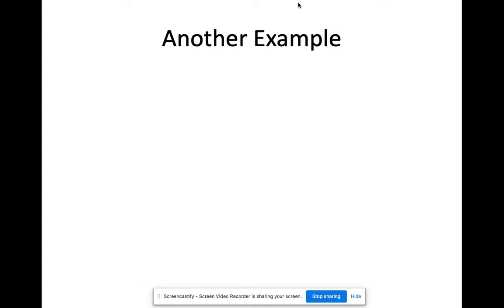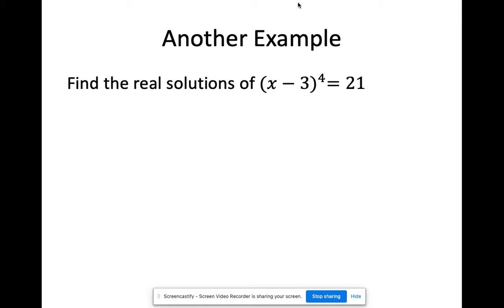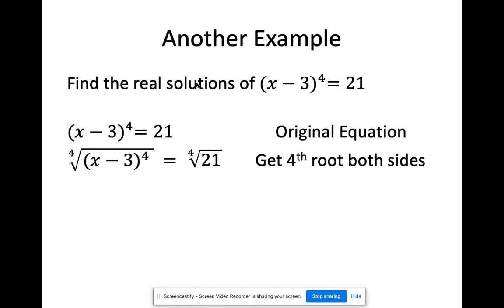Let's have another example. You have now here x minus 3, quantity raised to the 4th equals 21. So let's copy the original equation. Now we need to get rid of the 4, an exponent. So I need to get the fourth root for both sides. Remember, if you get the fourth root of something that's raised to the 4th, the one that is left is the one inside the parentheses. So the one on the left side is going to be x minus 3.